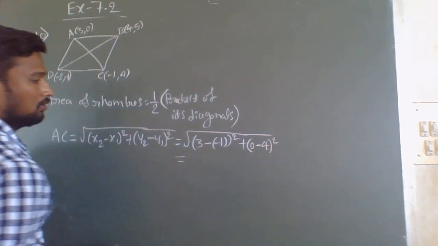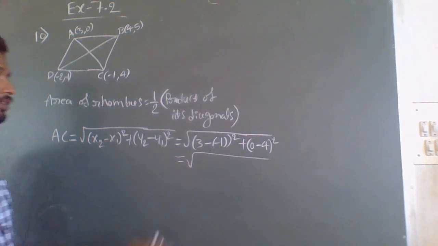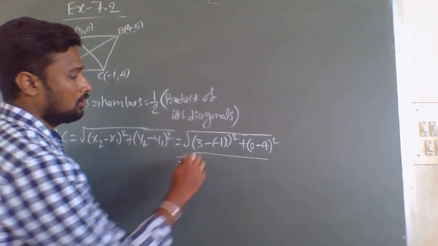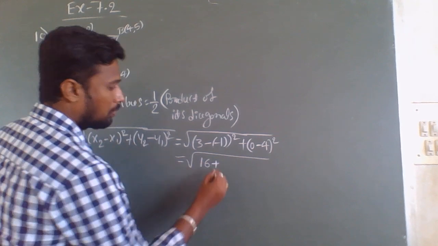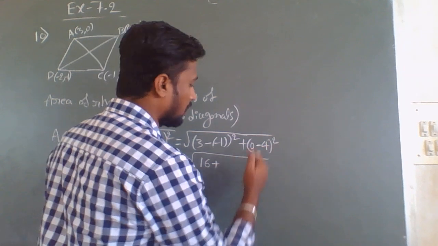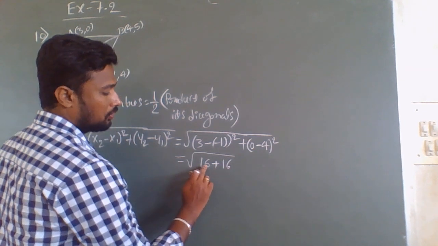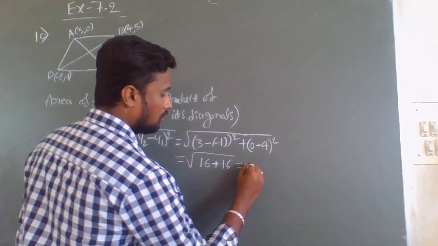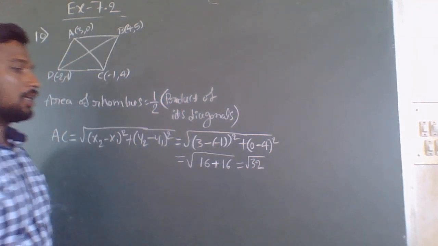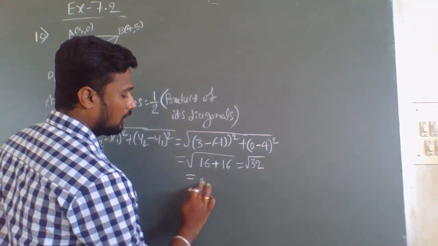So now minus of minus 1 means what will we get? Plus 1. Minus of minus 1 means plus 1. Therefore 3 plus 1 is 4. 4 square means 16, plus 0 minus 4 means minus 4. Minus 4 square means 16 only. So now square root of 16 plus 16, what will we get? Square root of 32. 16 plus 16 means 32, and this 32 can be written as 16 into 2.